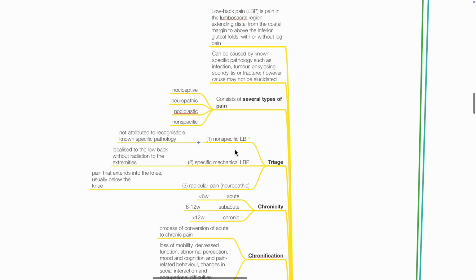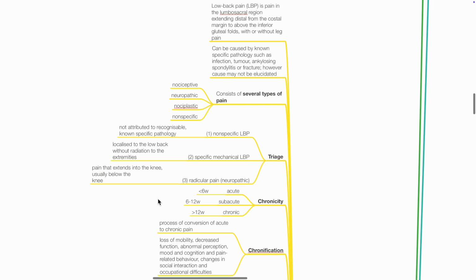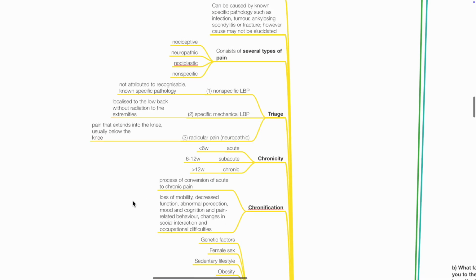Low back pain may be triaged into three types: non-specific low back pain, not attributable to recognizable or known specific pathology; specific mechanical low back pain, which is localized to the low back without radiation to the extremities; and radicular pain, whereby pain extends into the knee and usually below the knee. It also can be classified as acute, less than 6 weeks; subacute, 6 to 12 weeks; and chronic, more than 12 weeks.